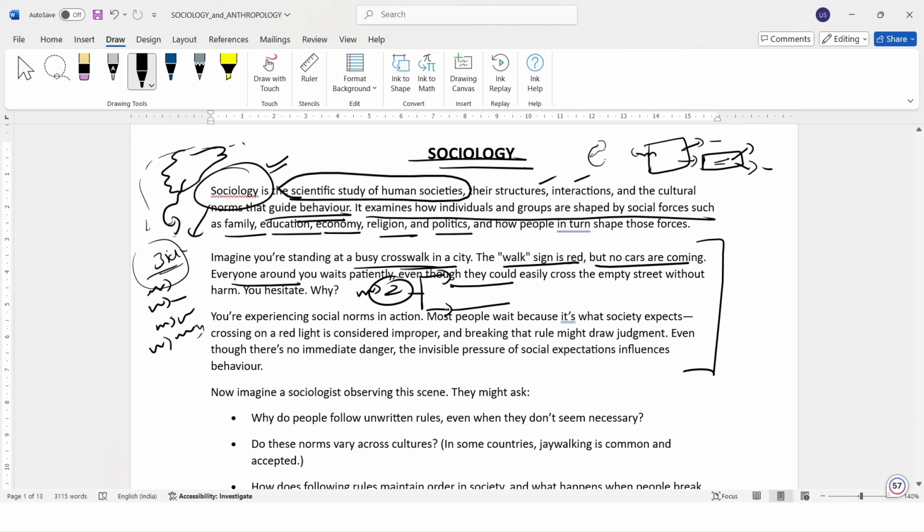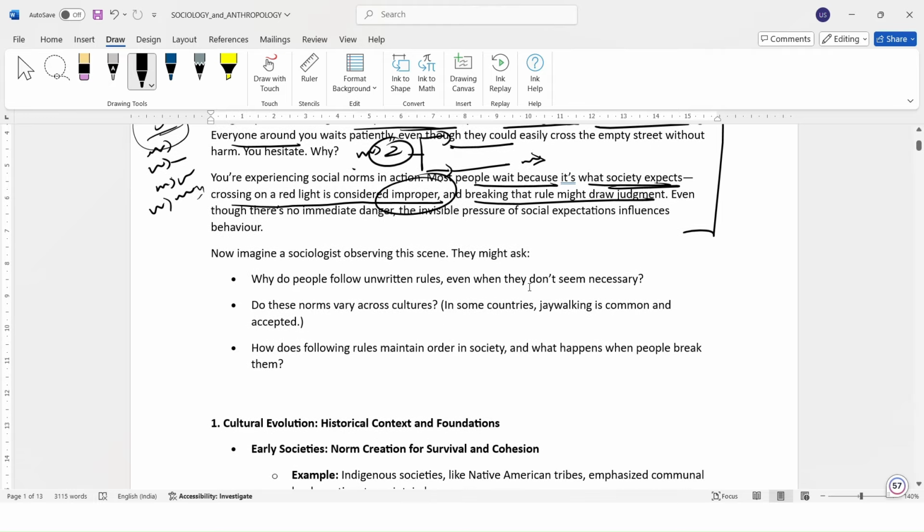So why is this? Sociology tries to understand why people behave in a certain way, even when rationally they should not. For example, here I've written that most people wait at the red light because it's what society expects. Crossing a red light is considered improper, and breaking the rule might draw judgment. This is how sociology affects us. A typical sociologist asks: why do people follow unwritten rules even when they don't seem to be necessary? Do these norms vary across cultures?